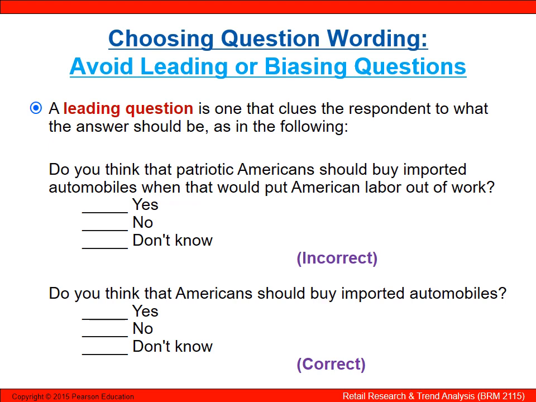Avoid leading or biasing questions. A leading question is one that cues the respondent to what answer is desired or leads the respondent to answer in a certain way. Some respondents have a tendency to agree with whatever way the question is leading them to answer. This tendency is known as yea-saying, and the result is a bias called acquiescence bias. Consider the following question, which is meant to determine the American preference for domestic or imported automobiles. Do you think that patriotic Americans should buy imported automobiles when that would put American labor out of work?